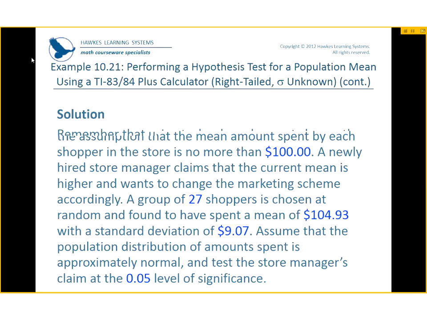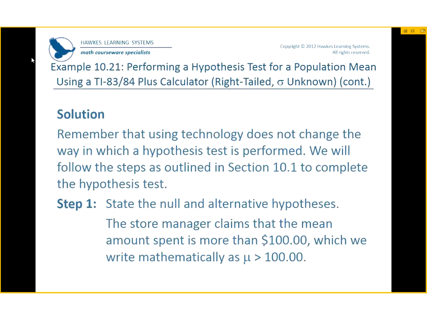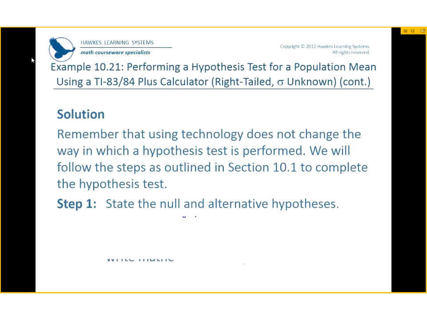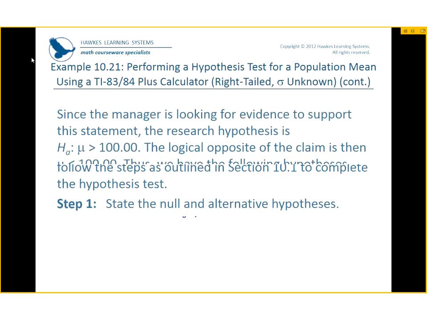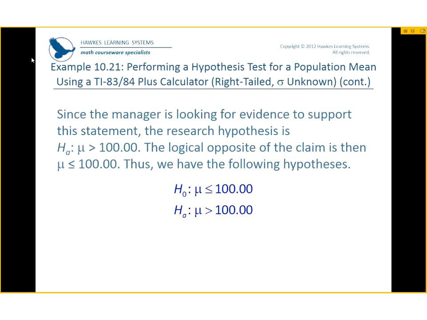Alright, so we have to design our hypothesis. The store manager claims that the mean is more than $100, so we can mathematically write that as the mean is greater than 100. That's going to be our alternative, which means our null is the mathematical opposite, so the mean is less than or equal to $100.